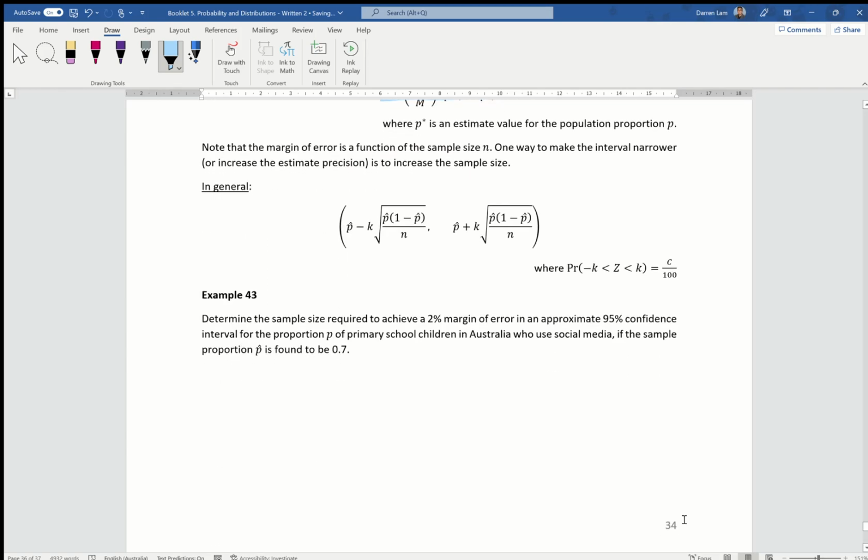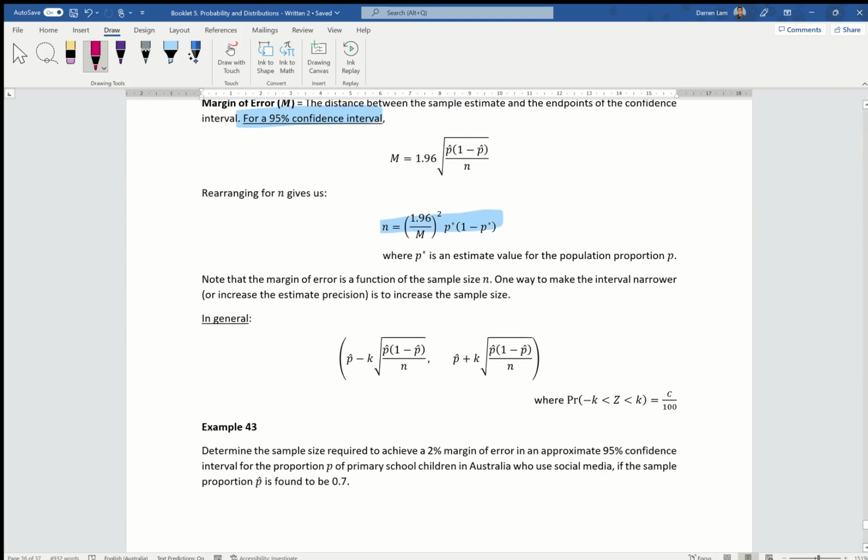I'm going to jump to example 43. In this case, determine the sample size required to achieve a 2% margin of error and an approximate 95% confidence interval for the proportion P of primary school children in Australia who use social media. Similar question, except instead of me telling you to find that 95% confidence interval, I'm going to tell you to find what the sample size n needs to be in order for our margin of error to be 2%.